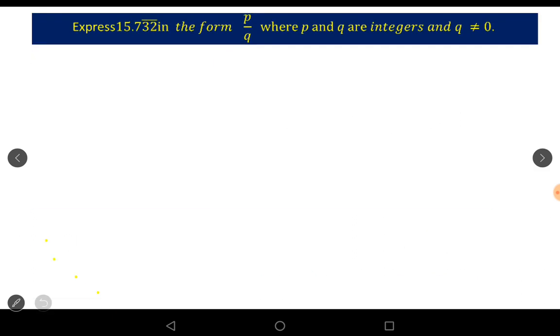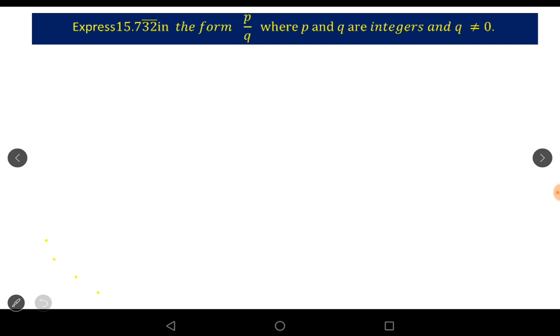Next question. Express 15.732 bar. Here observe the question. The bar is only on 2 digits, 32 bar. This is a different type, mixed recurring decimal. This type of decimal is called mixed recurring decimals. So first of all, here there are two methods, first method and second method, which is easy to understand that question.